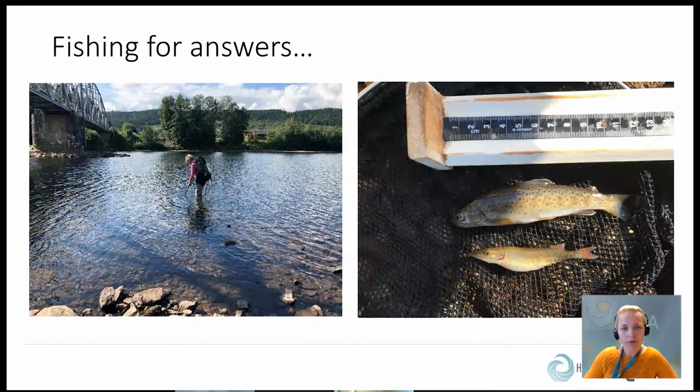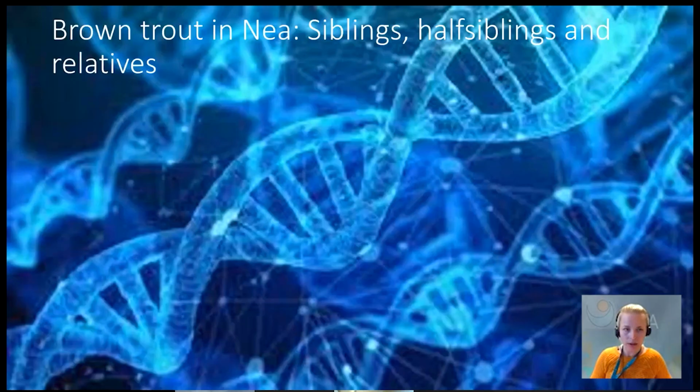Further, we went fishing for answers, so to speak. In this picture, you can see a trout and a small pike. We sampled these fish and took samples for genetic analysis to find out how the brown trout population is actually doing.